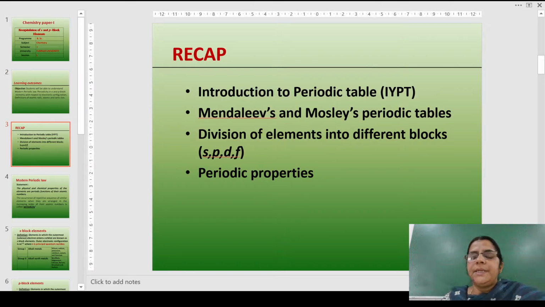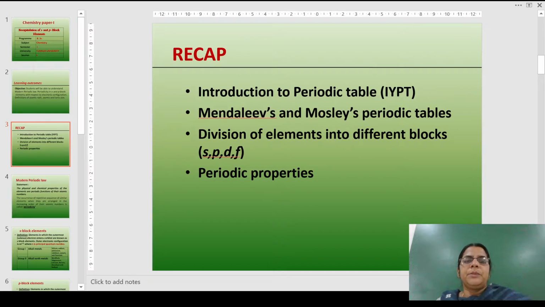Before going into the details of this particular video, let us have a recap about a few things. You must be remembering that last year was declared as International Year of Periodic Table, and this was a tribute to the periodic table because chemistry plays an important role in periodic table. Mendeleev and Moseley have contributed towards this periodic table.